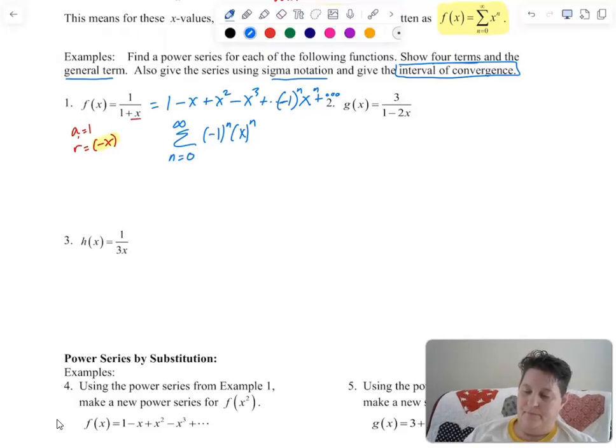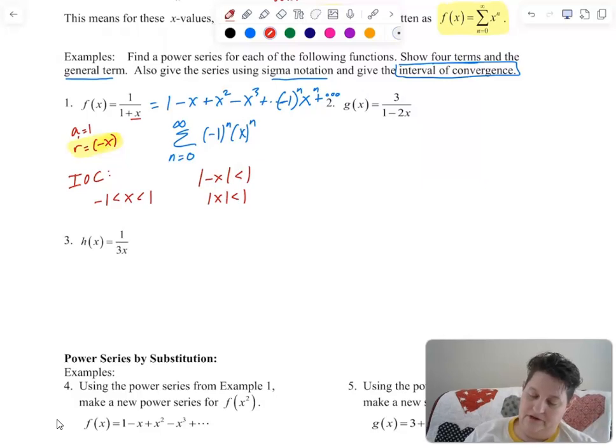All right. Now, the interval of convergence, what we do is we take the radius and we say we know that the absolute value of the radius has to be less than 1. Well, the absolute value of negative x is just x. And instead of saying the absolute value of x is less than 1, when we write an interval of convergence, we usually write it like this. You can call it the IOC.